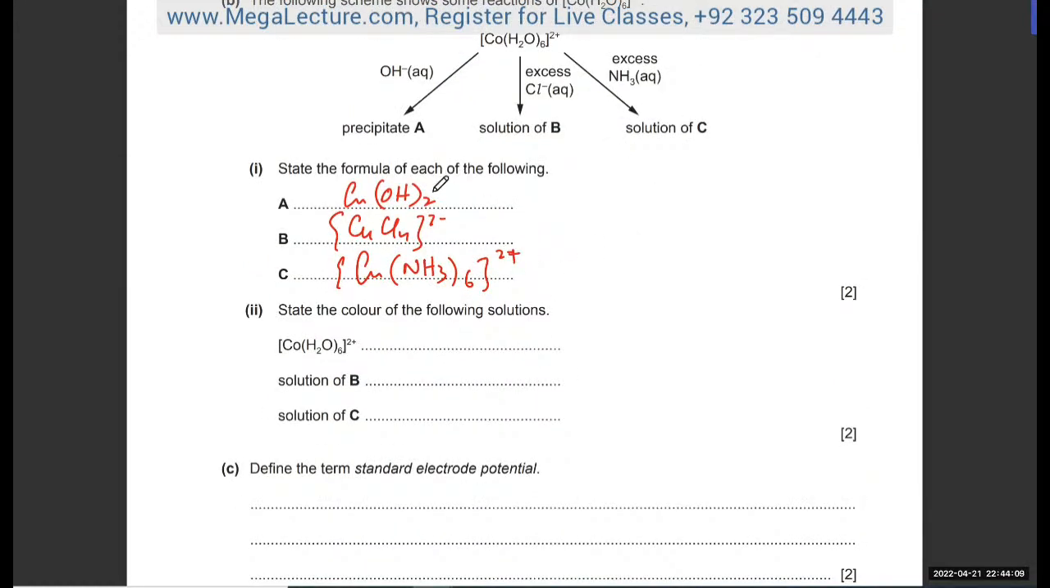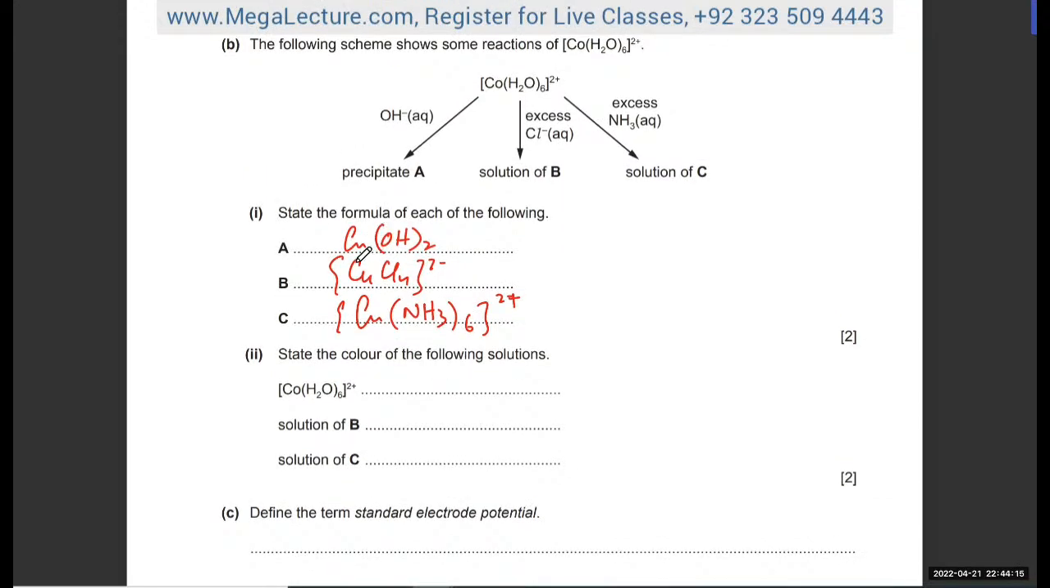Colors: what's the color for the first one? Pink. Sorry, cobalt, I was thinking it's copper. Now remember, for cobalt, the first one is not pink. You can remember the first one is not pink. They've given the second formula, the one with H2O. Okay, this one is definitely pink. What is the color with Cl? Blue. With Cl it's blue.